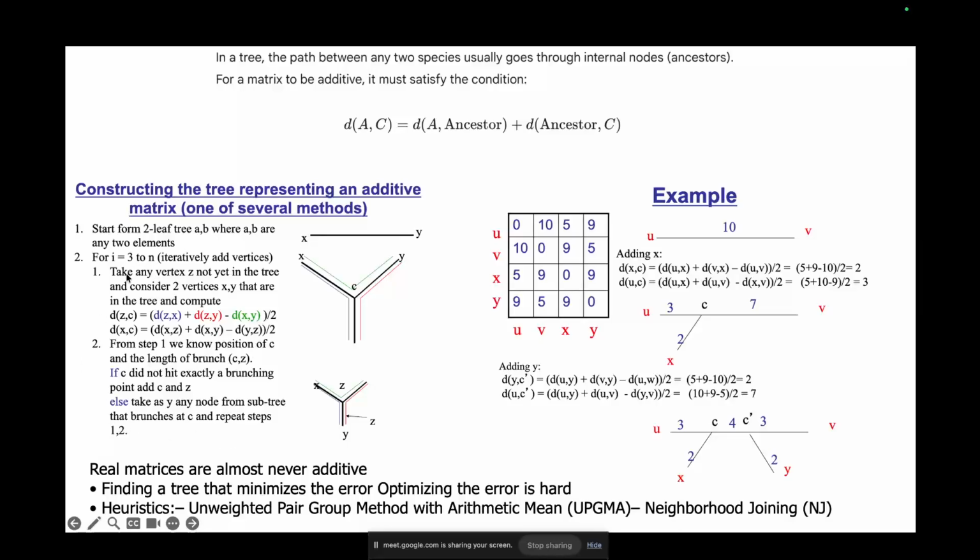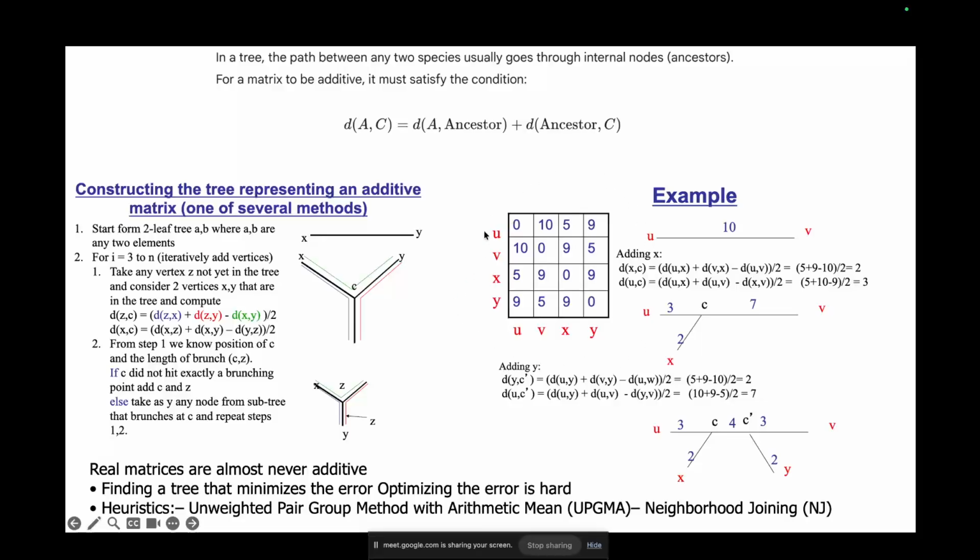So from 3 to n, you take any vertex that is not there in the tree and consider the vertices that are in the tree, and then you calculate this set of distances. And from step 1, you know the position of C and the length of the branch C. If C did not hit exactly a branching point, then add C and Z. So for example, in this case, C is between X and Y, so this is a branching point here. If not, you add another Z here, and then you add a third branch for C, right?